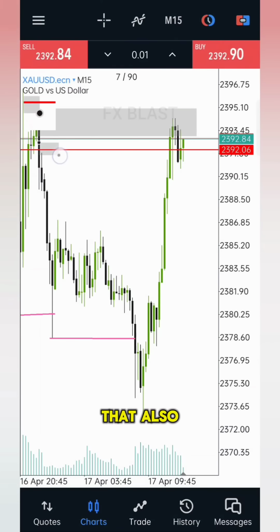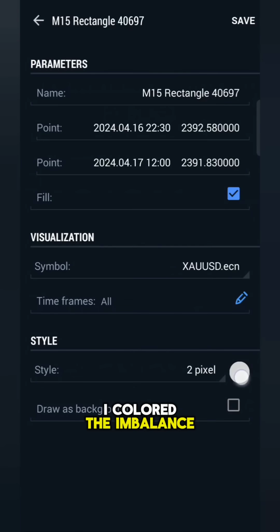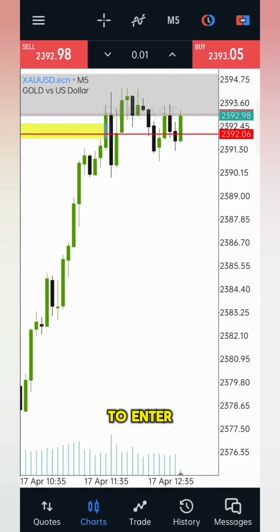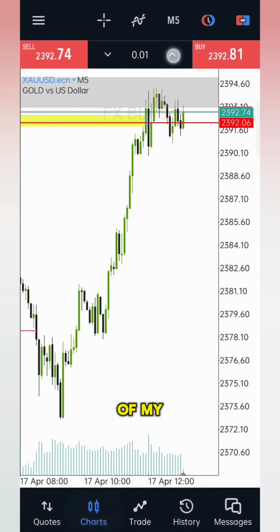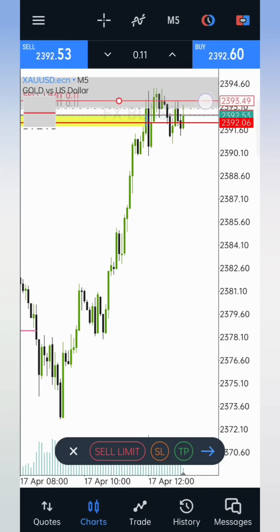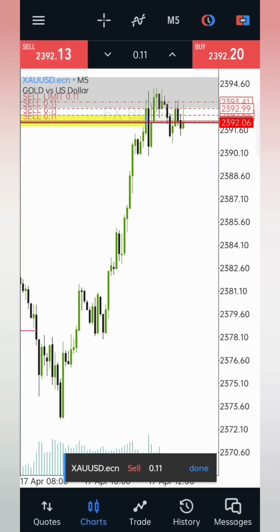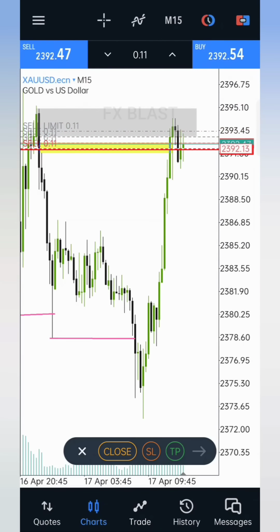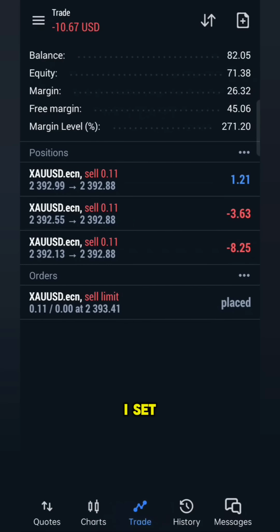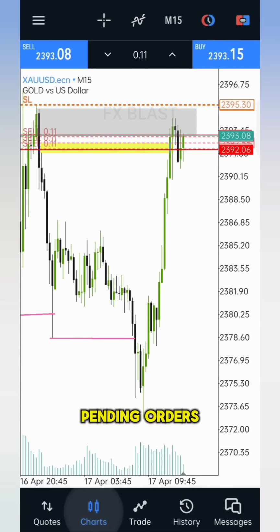Guys, you can see that. Also, this supply zone was similarly built with imbalanced candles. As always, I colored the imbalance area yellow. So, there's sufficient reason to enter from the supply zone area. And I placed all of my orders from this zone. And, as always, I set all of my stop losses at the supply zone's high. So, here are all of my open and pending orders.